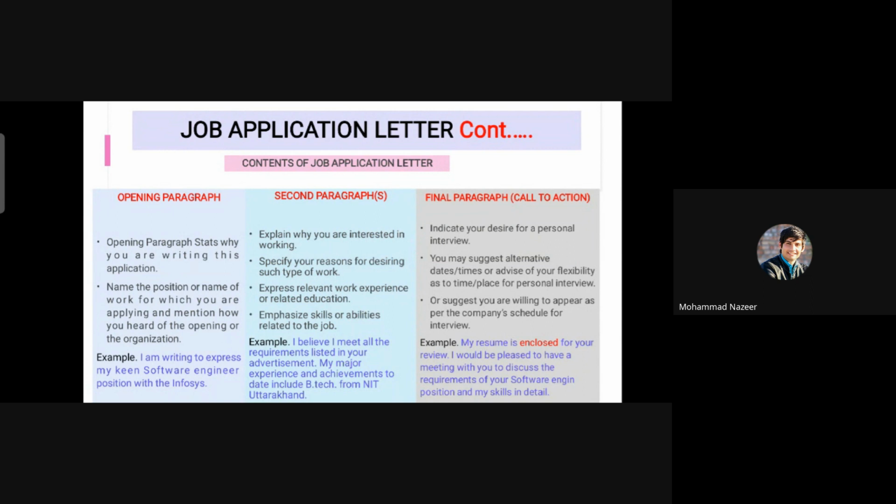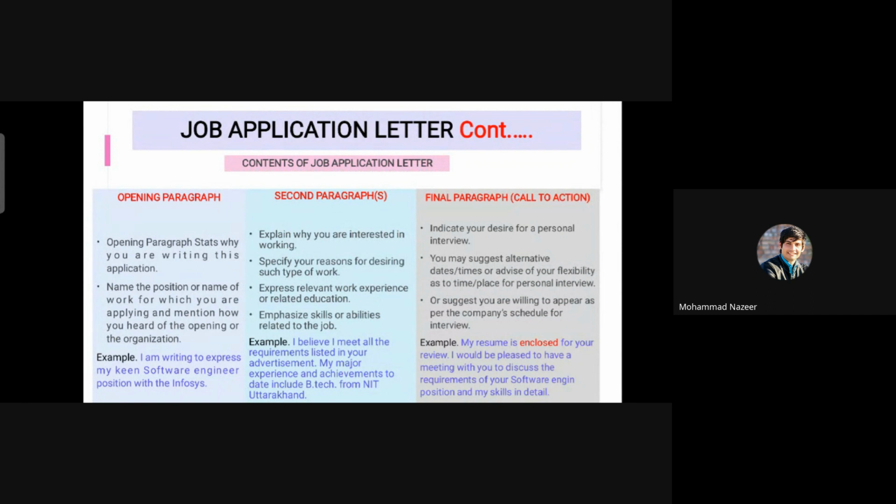The second paragraph states why you are interested in that company, what the reasons are. The example is, I believe that I meet all the requirements listed in your advertisement. My major experience and achievements to date include a BTech from NIT. So they are mentioning that yes, we have this kind of degree, a BTech degree or a diploma or an MCA degree. That is something which can be included.